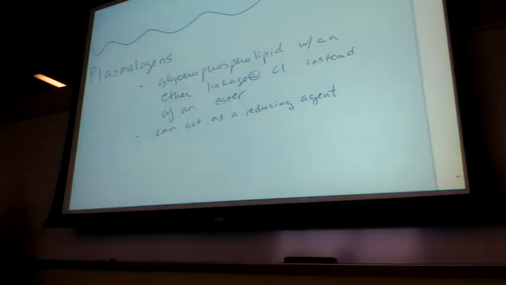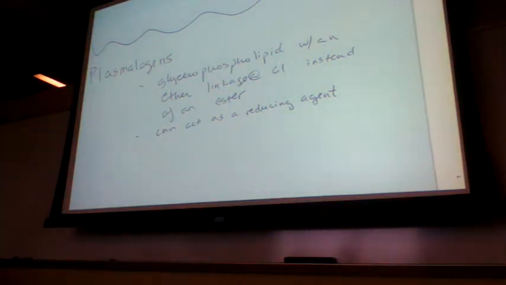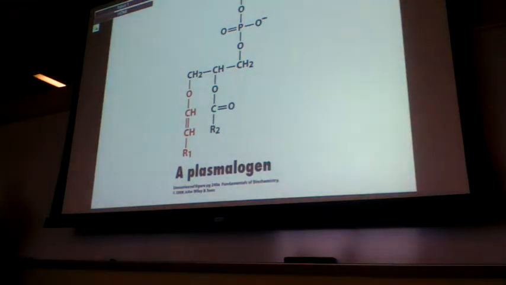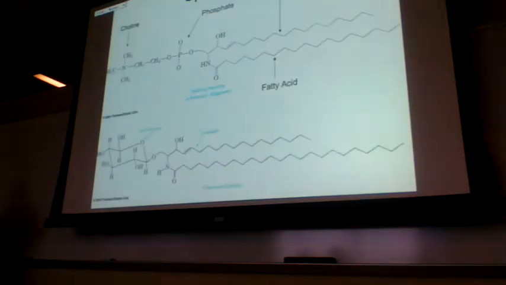You do find them in membranes. It's not really clear what they do for sure, but one thought is that it might be a free radical scavenger. But it has the same structure. So saturated fatty acid and unsaturated fatty acid. But this is an ether, so notice I'm missing my carbonyl right there. So it's an ether linkage instead of an ester. Okay. And that's all I'm going to say about this.